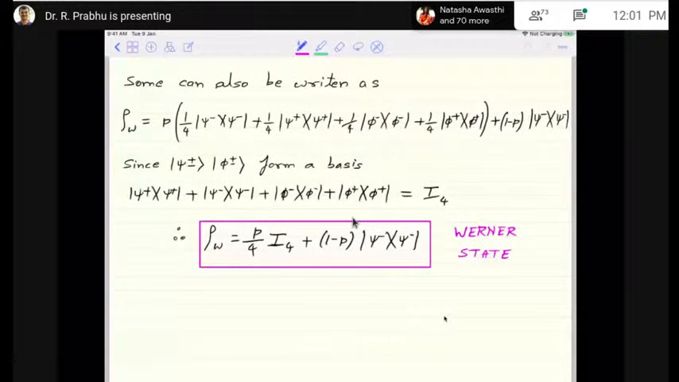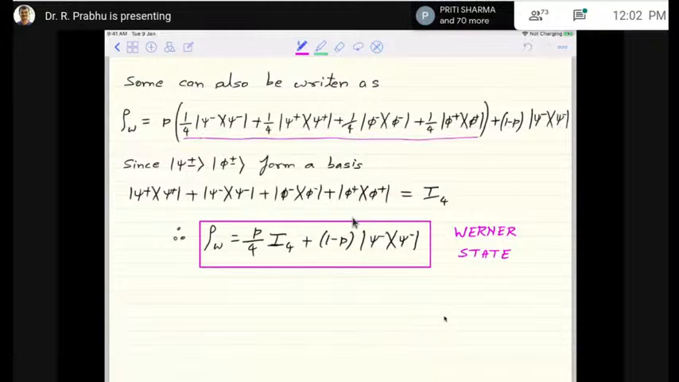Some other forms of mixed states are also possible. Say, for example, you have this Bell mixture. You have considered 1/4 times, equal probability, of the state being in the mixture of psi minus and so on, and then you have 1 minus p times psi minus. So there is a probability of this 2-qubit state being in the equal mixture, or it will assume only one of the states, psi minus.